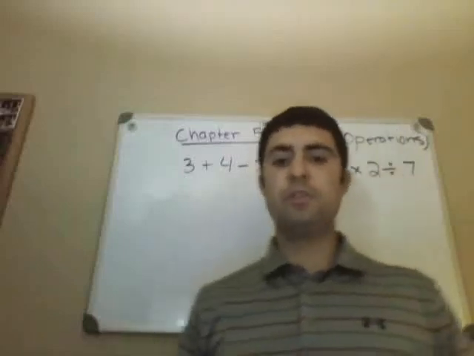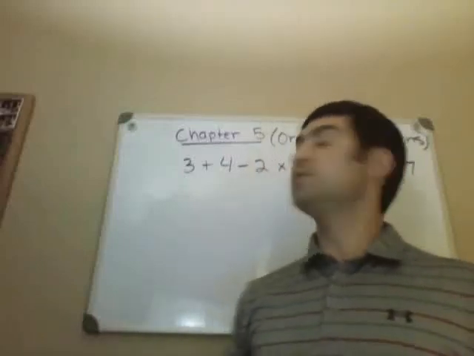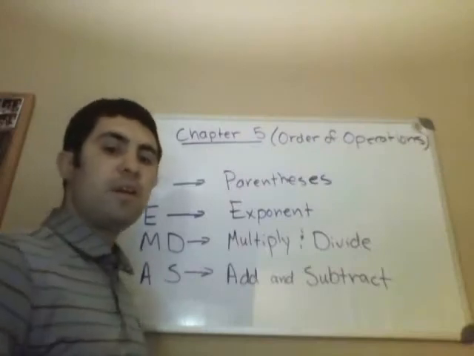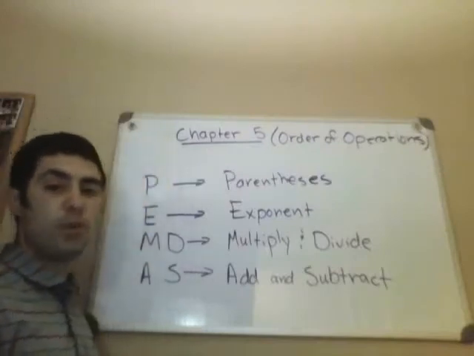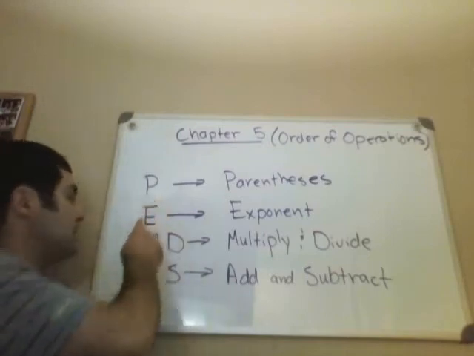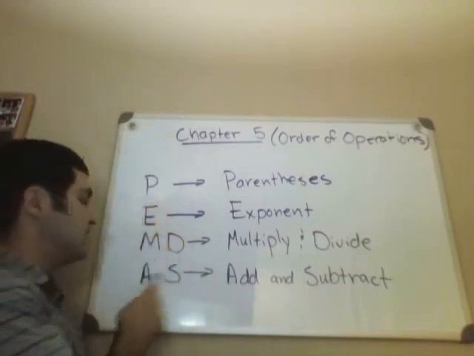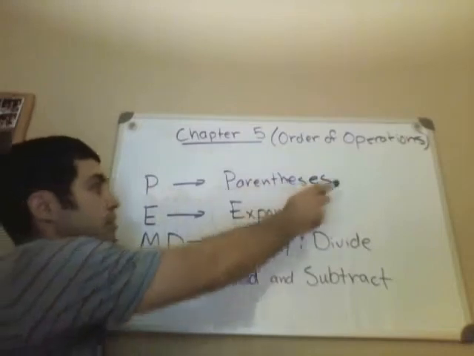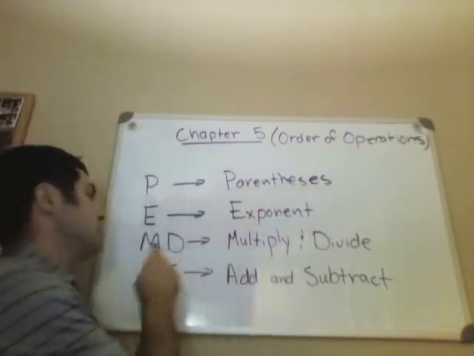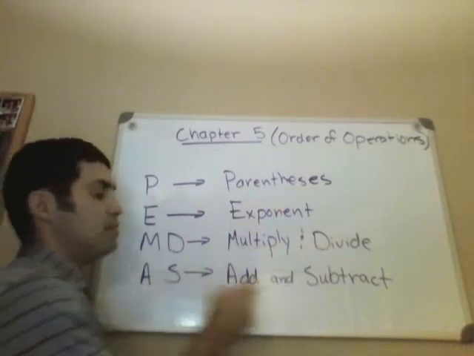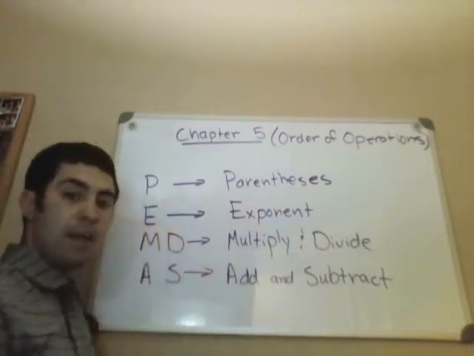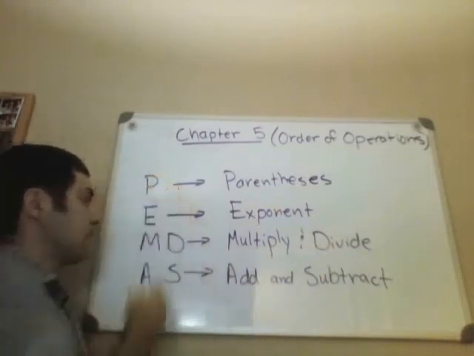Alright, today we're going to do Order of Operations, Chapter 5. The acronym or mnemonic that a lot of people like to use for Order of Operations is PEMDAS. P is for parentheses, E is for exponent, M, D is for multiply and divide, A, S is for add and subtract. And it goes in order like this.